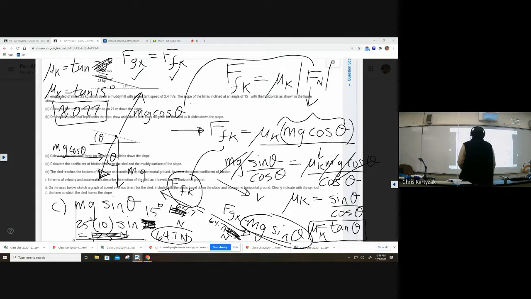All right, part E. The sled reaches the bottom of the slope and continues on the horizontal ground. Assume the same coefficient of friction. In terms of velocity and acceleration, describe the motion of the sled as it travels on the horizontal ground.